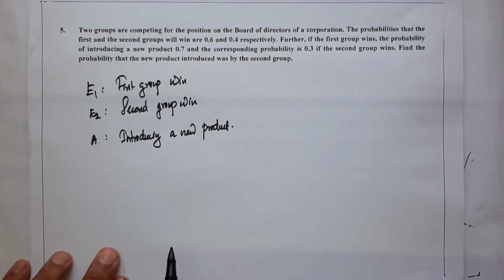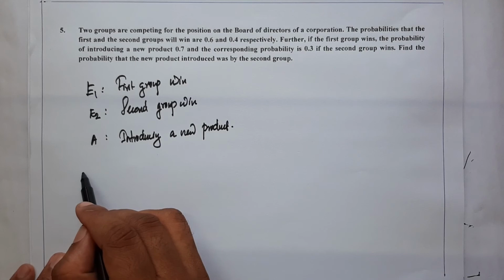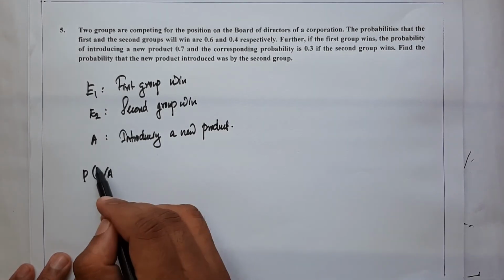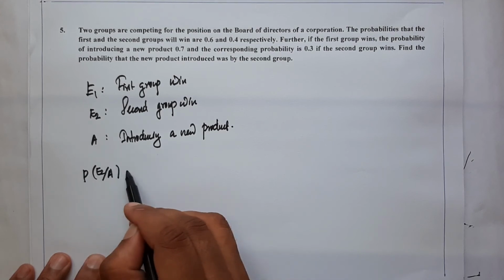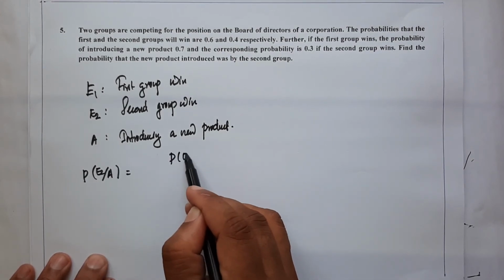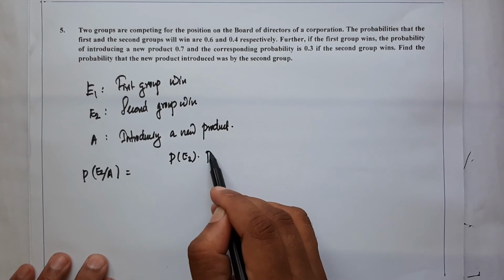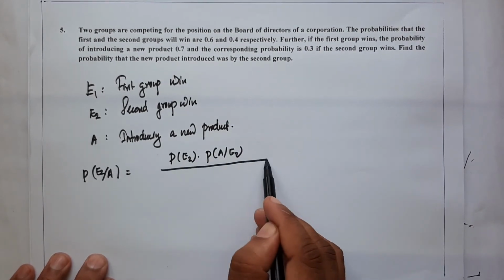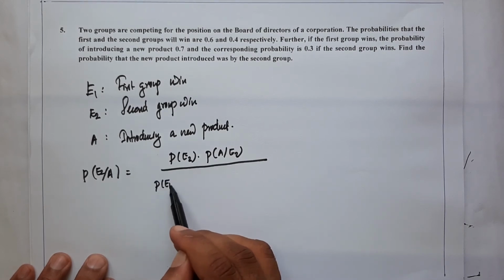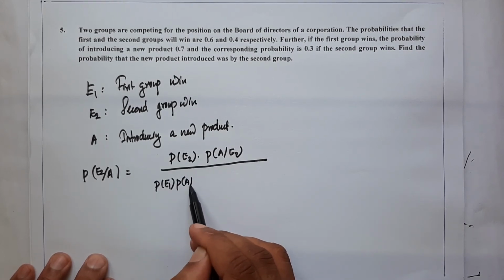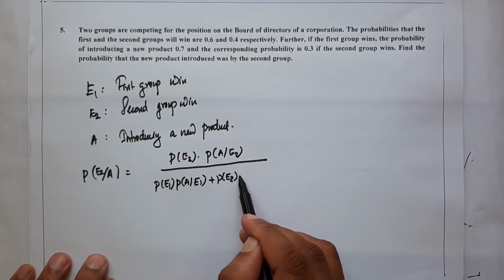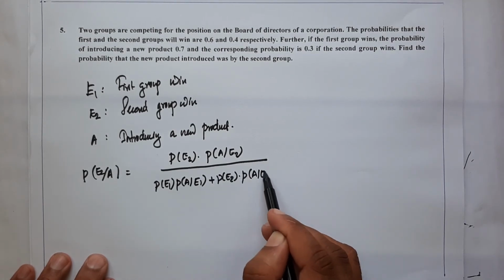Okay, that is, A has already happened. Now what we need to find: A has already happened, the product is by the second group, denoted by the event E2. Find P of E2 given A. Using the definition, P of E2 into P of A given E2 the whole divided by P of E1 into P of A given E1 plus P of E2 into P of A given E2.